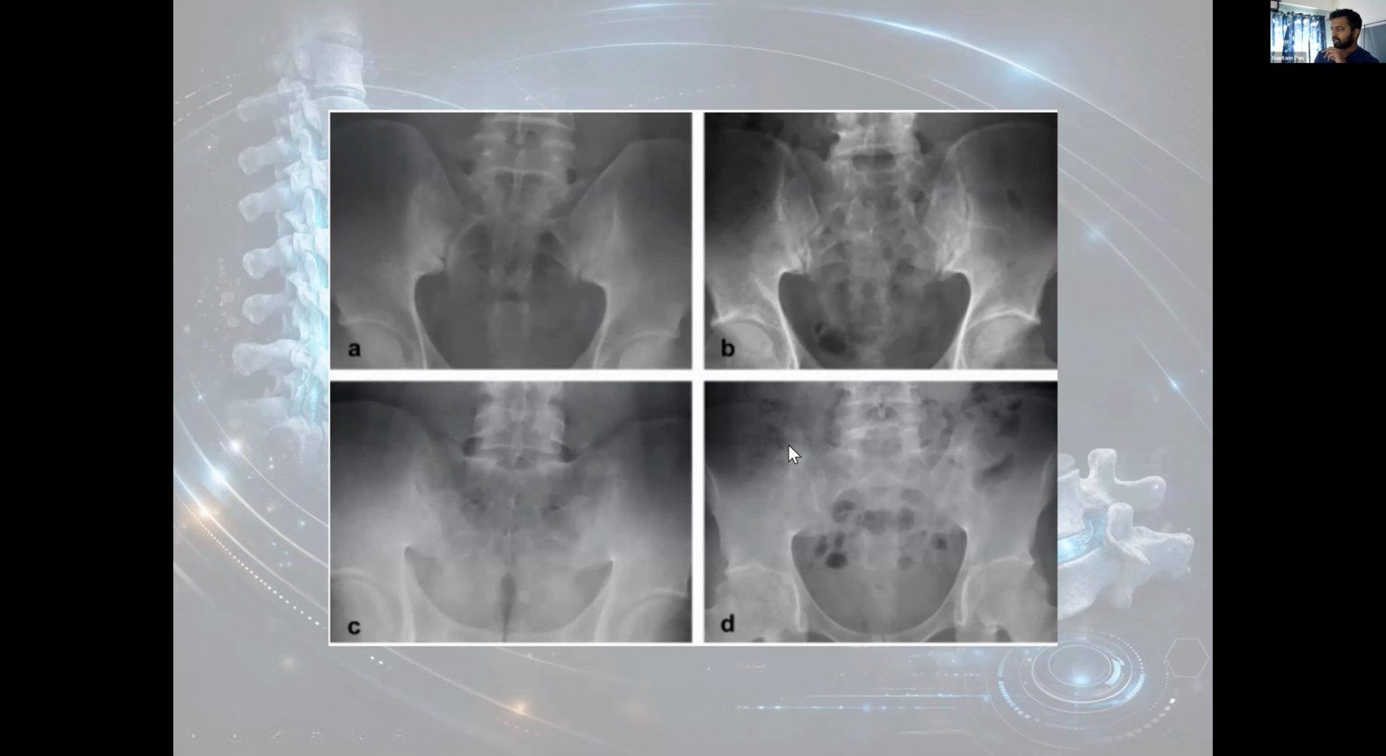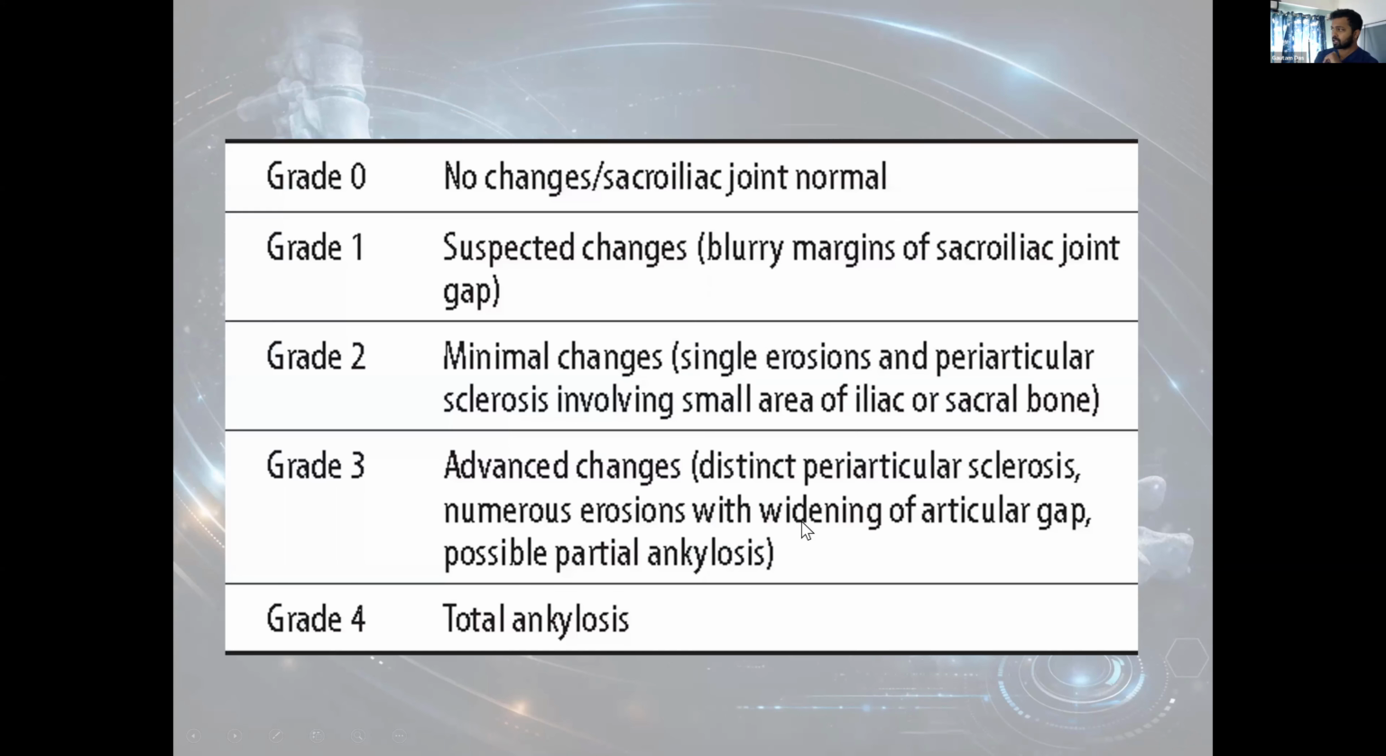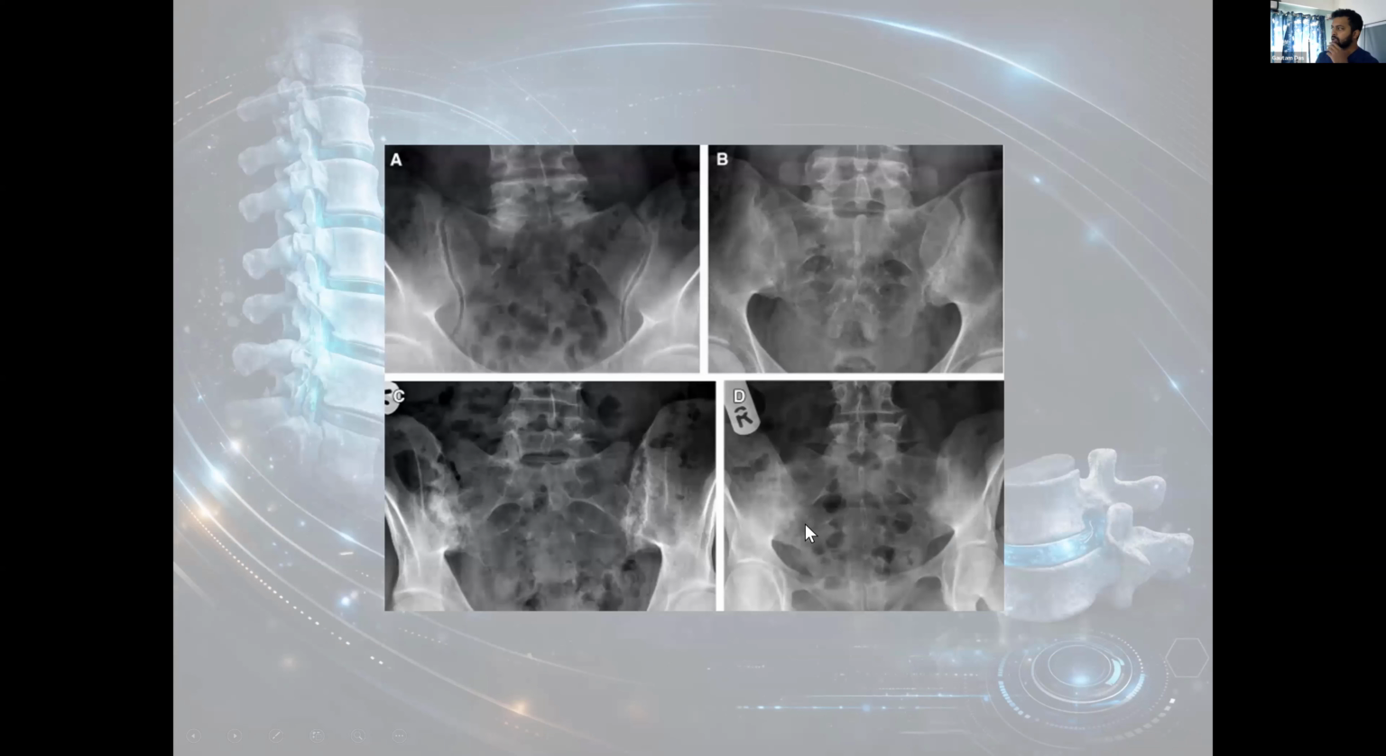That is grade 3. And in grade 4, the entire ankylosis has happened, and you cannot see the joint. These are the changes: no change, suspected change, minimal change, advanced change, and total ankylosis. These are the 4 grades.